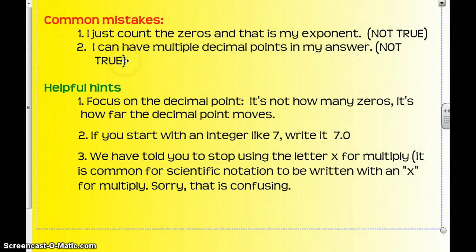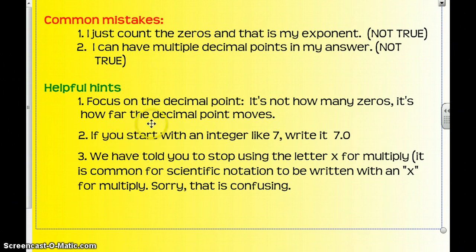Common mistakes. The most common mistake kids make when they do scientific notation is they say, well, I counted the zeros and that's my exponent. Not always true. That is only true when you start with a non-decimal number like 50 that has 1 zero, the exponent will be 1. But in many cases that's not true. Number 2, I can have multiple decimal points. I've seen many papers in my day where there's a couple of decimal points. All numbers that we'll deal with have only 1 decimal point in the answer.